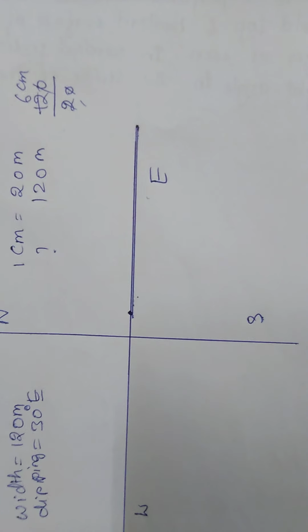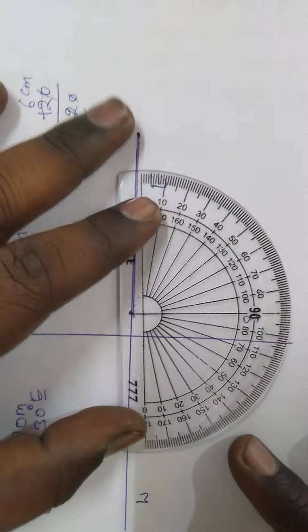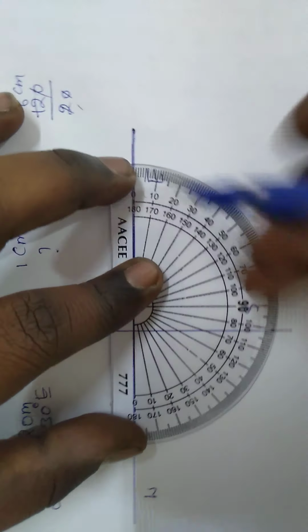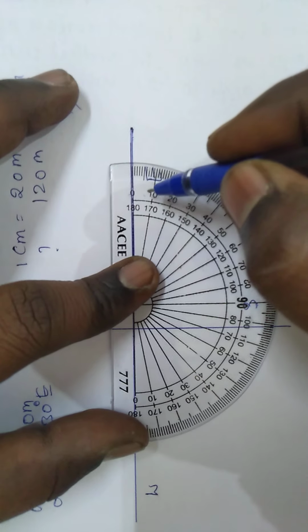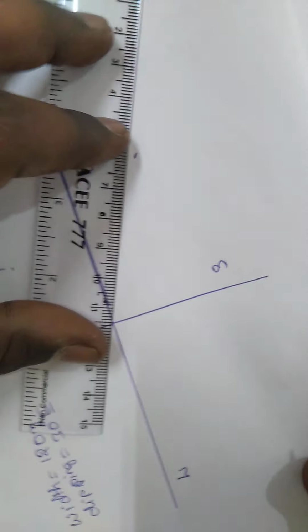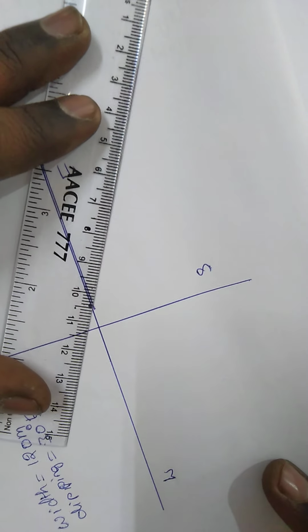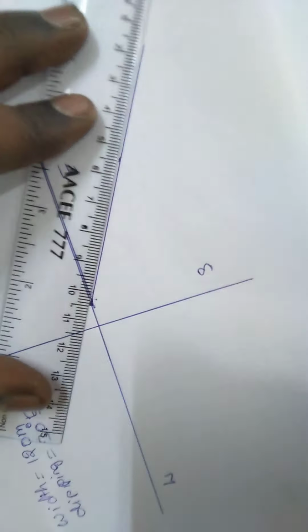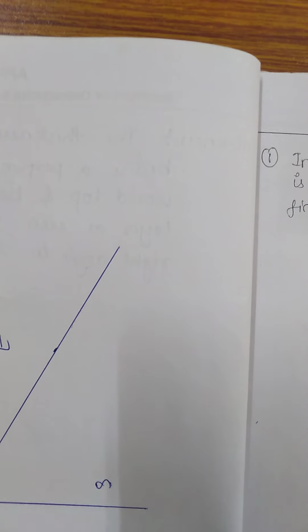Now take the angle from here to here, 30 degrees. See, 0, 10, 20, 30. Mark the point and join these two lines, this point and this point. Join these 2 points. Now see, this is the main step.